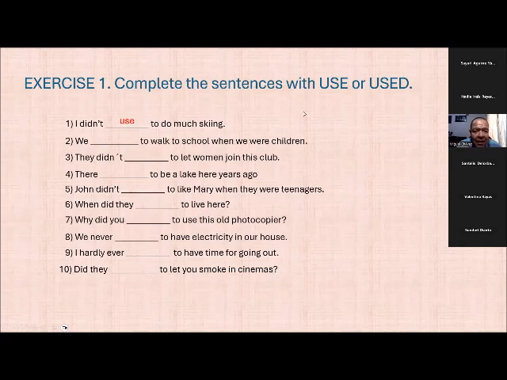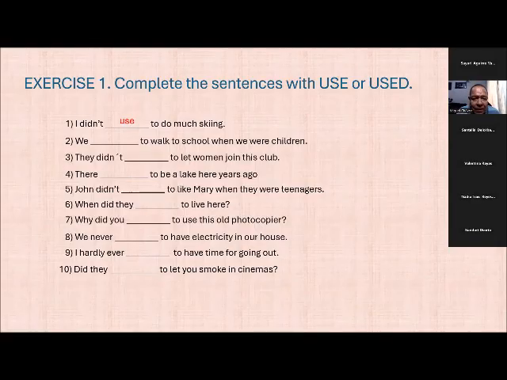Thank you. Nadia, next, please. Number 2. We used to walk to school when we were children. Yes, we used to walk. Sayuri, next. Thank you.